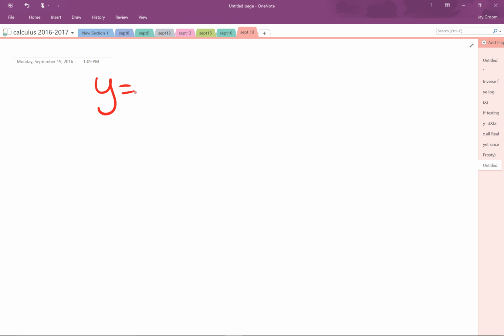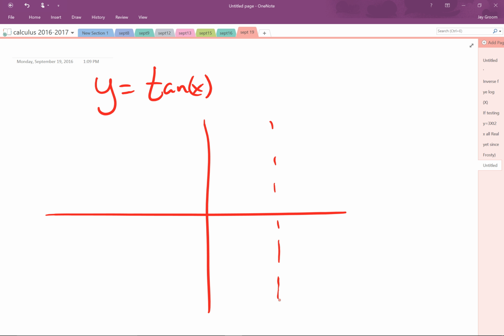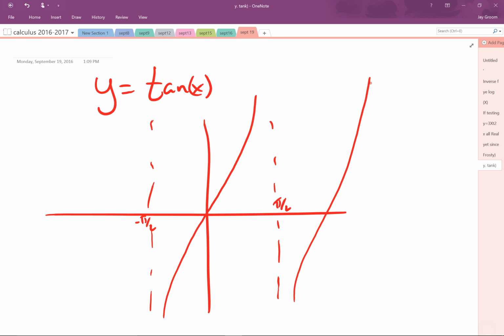So y equals tangent x. This is another one we see frequently. What does tangent look like? It's got asymptotes at pi over 2, yes? And negative pi over 2. And it does this business, and then it does it again, and so forth. Where would you cut this one? It's already cut for you. That's right, exactly. And so for tangent, we're going to do it between negative pi over 2 and pi over 2.